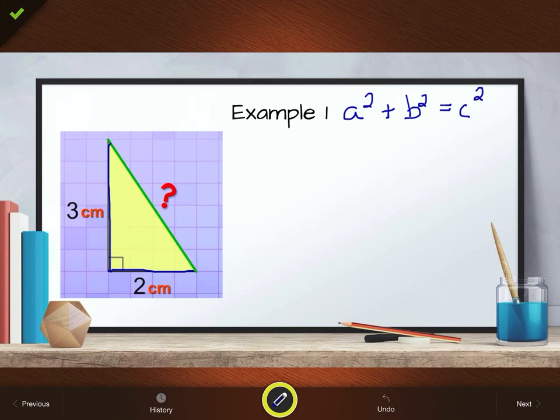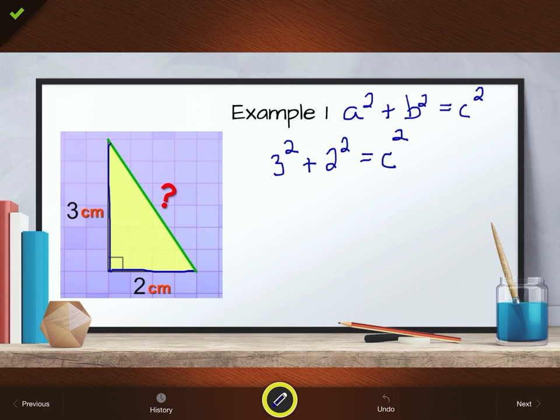So 3 squared, and it doesn't matter which one you call A or B, you could have started with 2, plus my other leg squared is equal to my hypotenuse squared. And you can call it C, because that's what we call it in the Pythagorean theorem, or you could call it X, Y, whatever makes you happy. Then you would do the math.